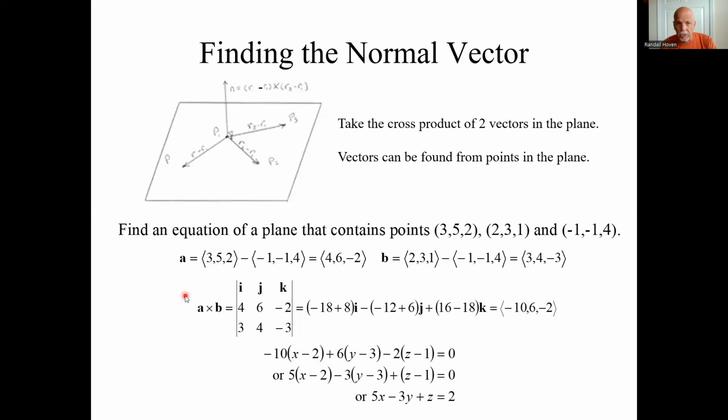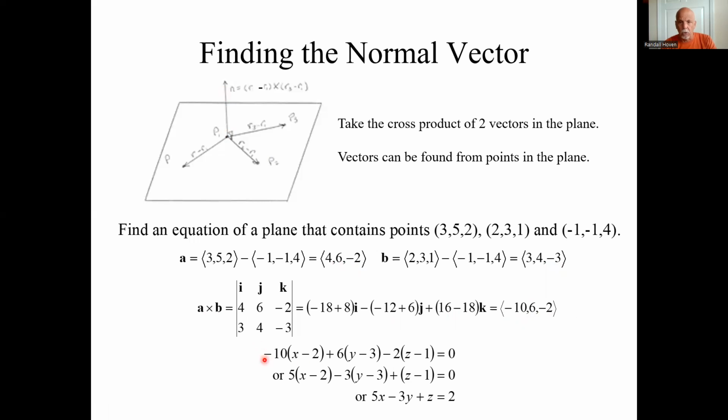So I cross them. Step 2 is crossing them. Crossing this vector with this vector, A cross B. Do that arithmetic. I get this cross product. And that is my N. Or any scalar multiple of this guy is a valid N.